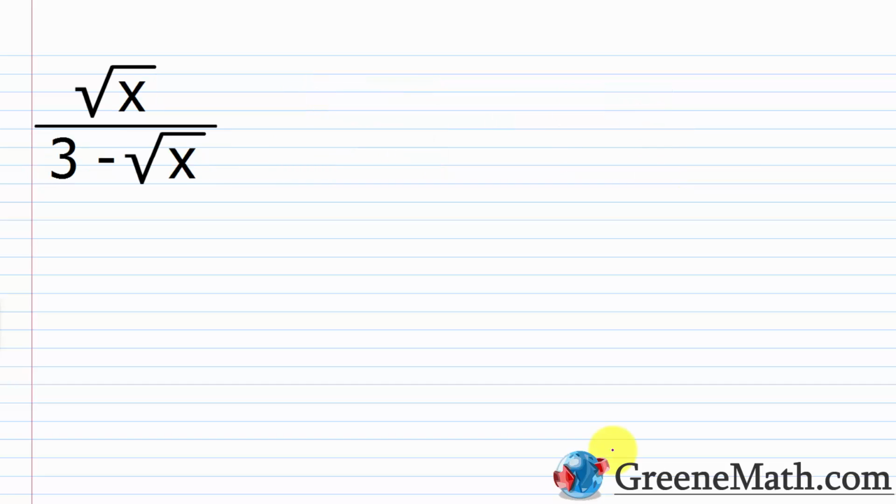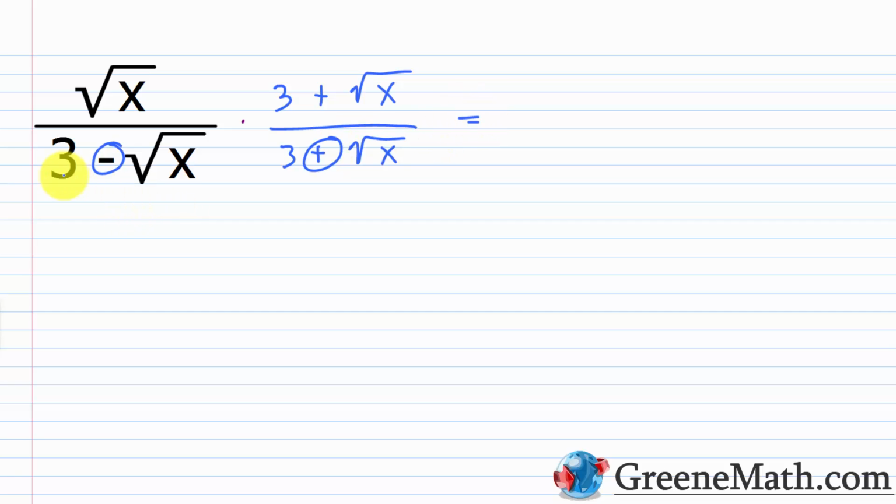All right, let's take a look at another one. So we have the square root of x over 3 minus the square root of x. Again, I'm just going to multiply the numerator and denominator by the conjugate of the denominator. So I would have 3 plus the square root of x over 3 plus the square root of x. Again, it's the same two terms in the same order, just change the signs. That's all you've got to do.